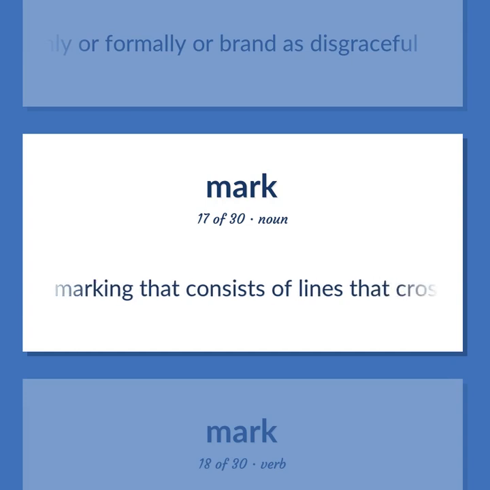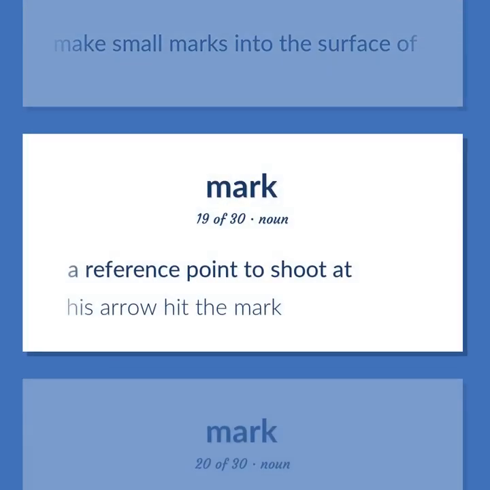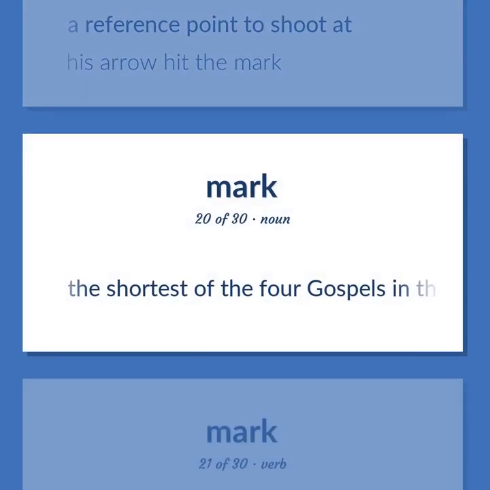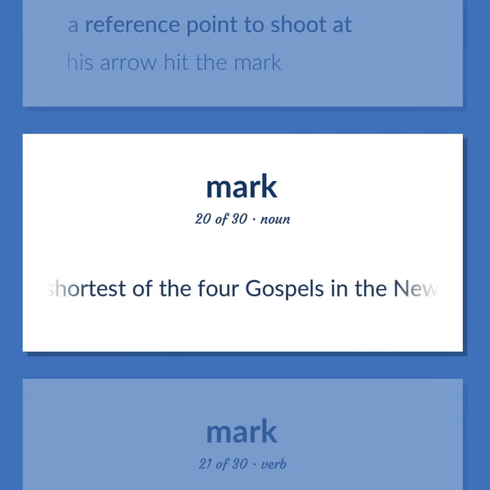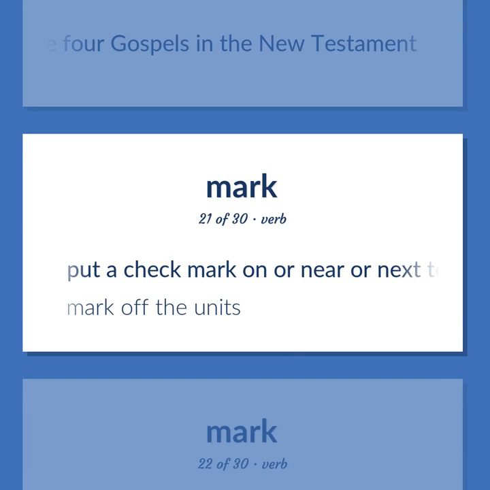A marking that consists of lines that cross each other. Make small marks into the surface of. A reference point to shoot at. His arrow hit the mark. The shortest of the four Gospels in the New Testament. Put a check mark on or near or next to. Mark off the units.